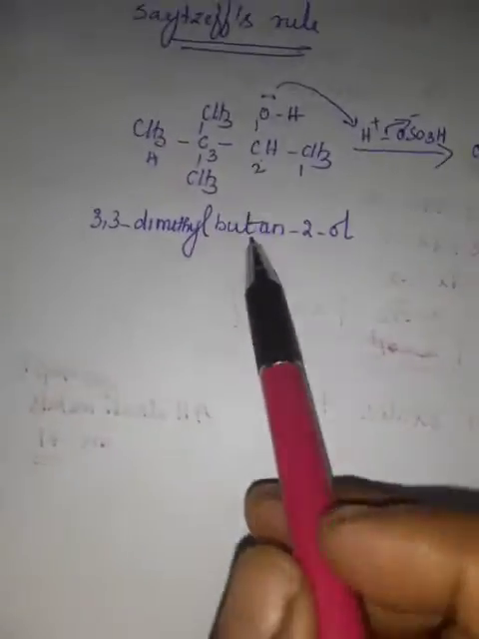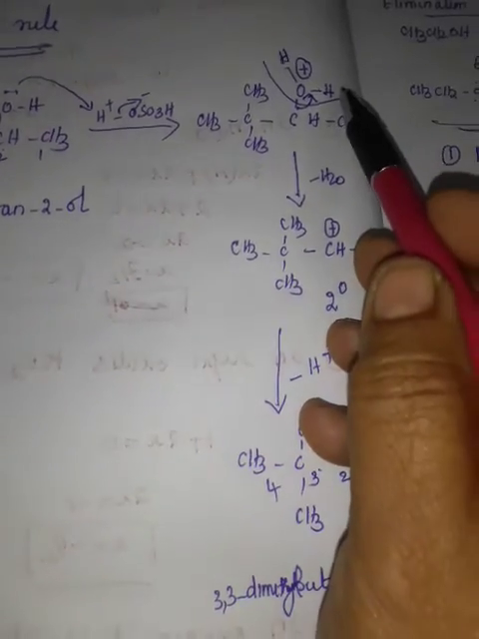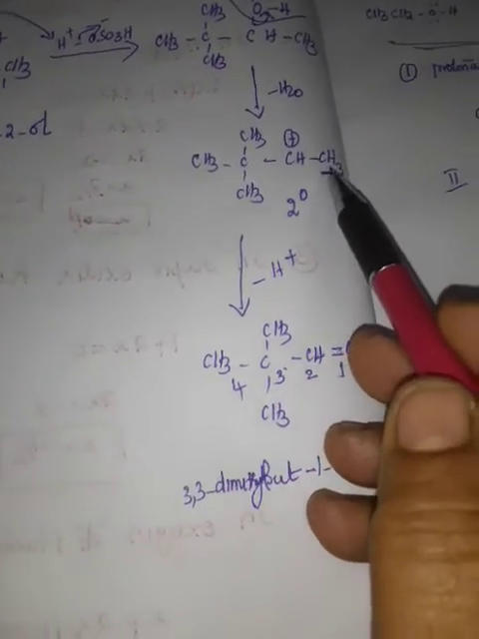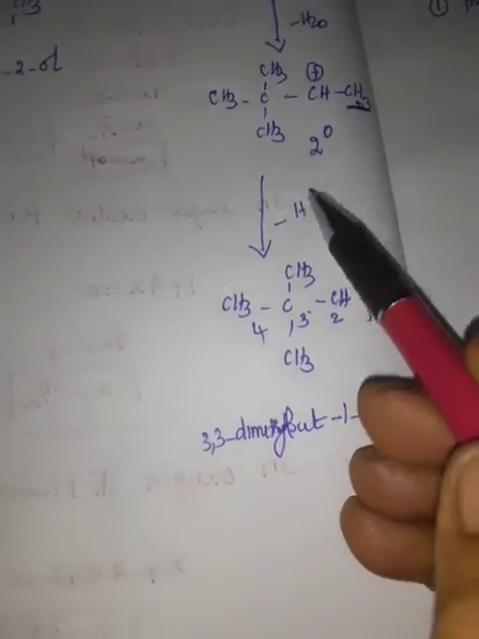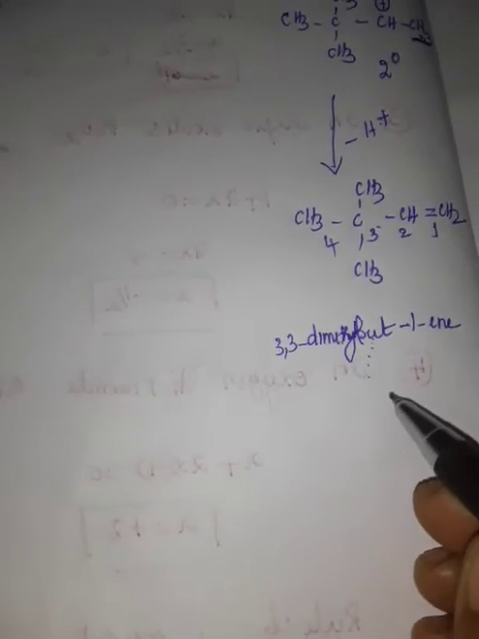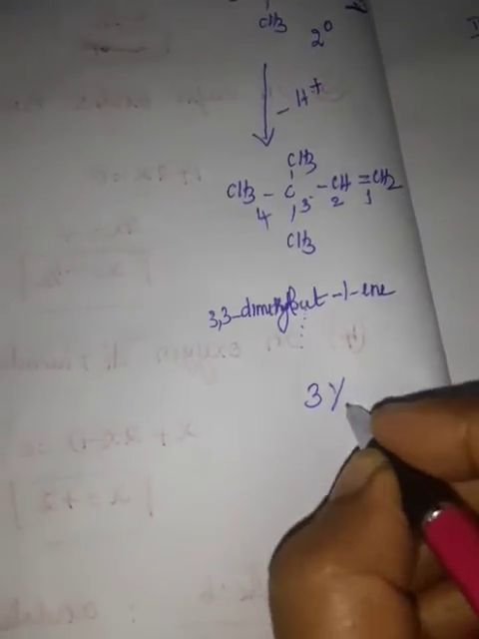This is one process. 3,3-dimethylbutan-2-ol: protonation, then removal of a water molecule, forming a secondary carbocation. Here one hydrogen is removed, so we get this product. This is one of the products. This is a monoalkyl substitution, so it is present only 3%.